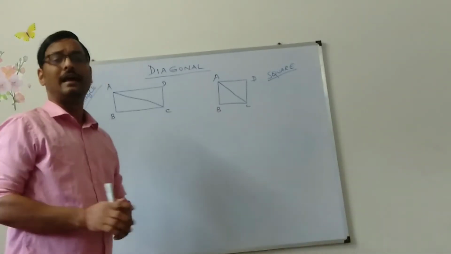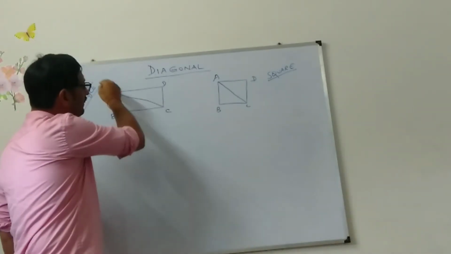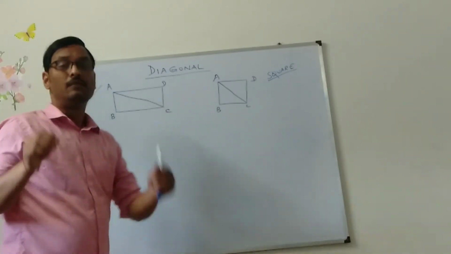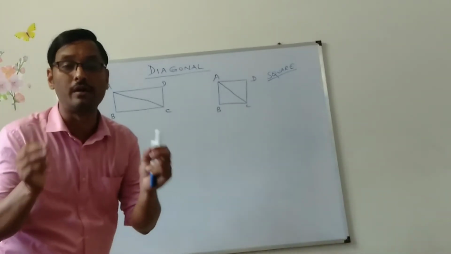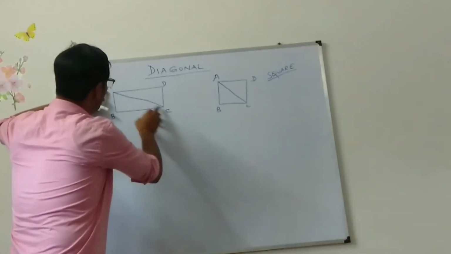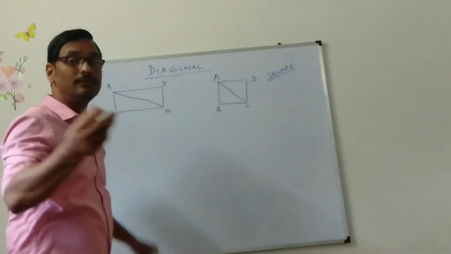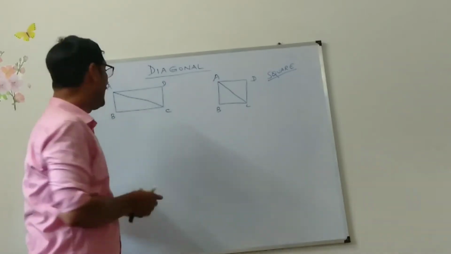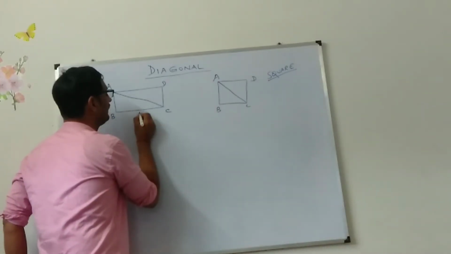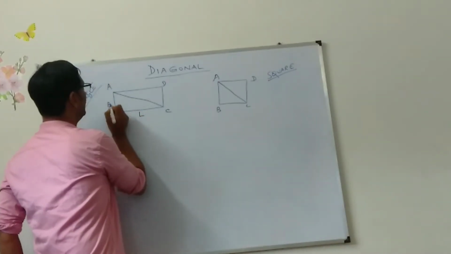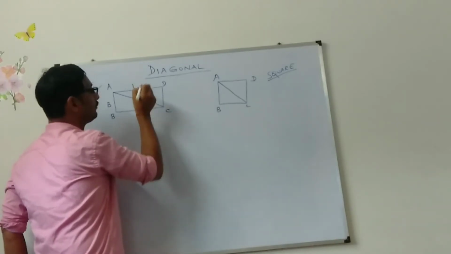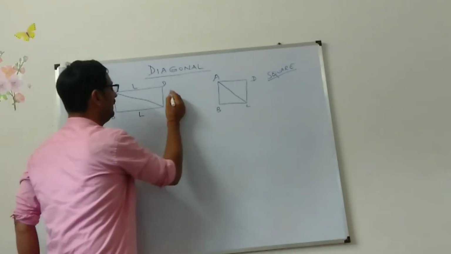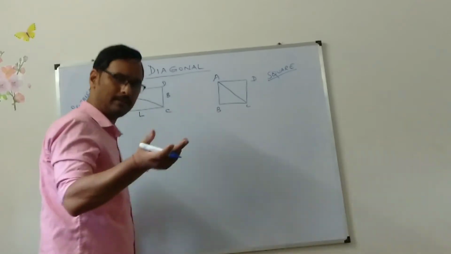What is a diagonal? A diagonal means joining two opposite vertices. Vertices means two opposite corners. If you join them, that line is called the diagonal. So I need to find out the length of this. This is L and this is B. If this is L, this is also L, length. If this is B, this is also B, breadth.